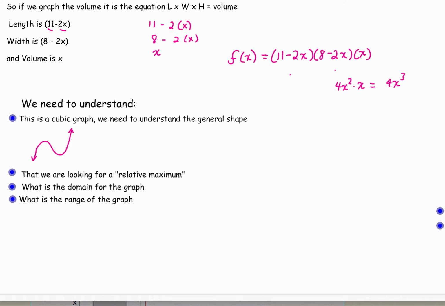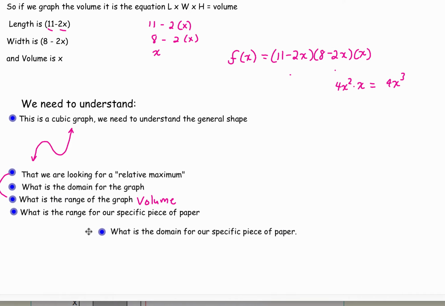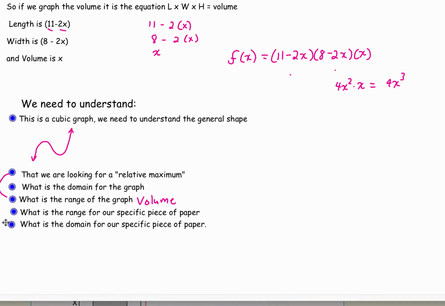What's the range of the graph? Well, the range is the volume. We're looking for the highest volume. Hey, isn't that kind of like the relative maximum? Yeah. Well, what is the range for our specific piece of paper? That's really what the max volume is. And what is our domain for our specific sheet of paper? So I kind of looped those all together. Let's get a visual of what this looks like.